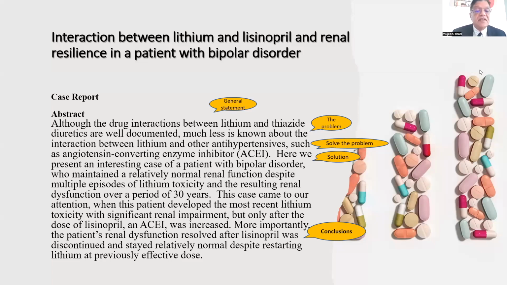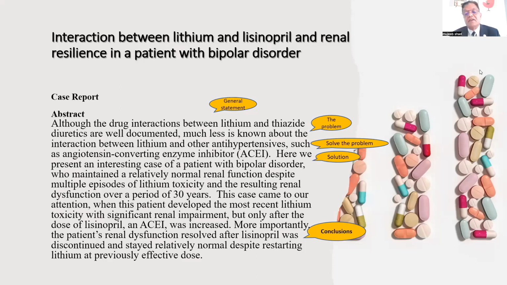So this is a case report poster presented at one of the meetings, not APA. I was supervising this resident when I was in Oregon. And she saw this very interesting case, and she actually created the poster on that case. So this was a case defining interaction between lithium and lisinopril and renal resilience in a patient with bipolar disorder.